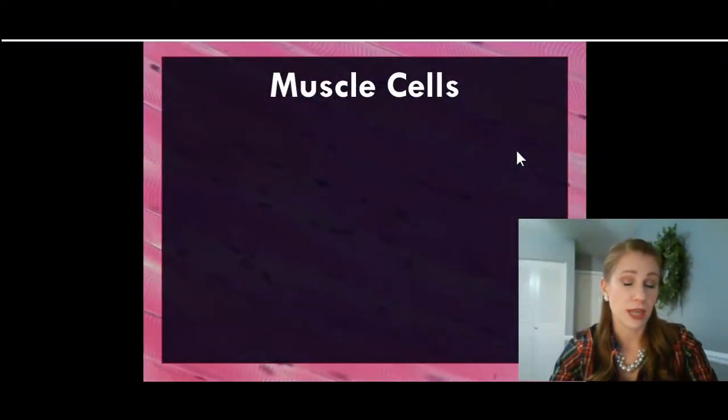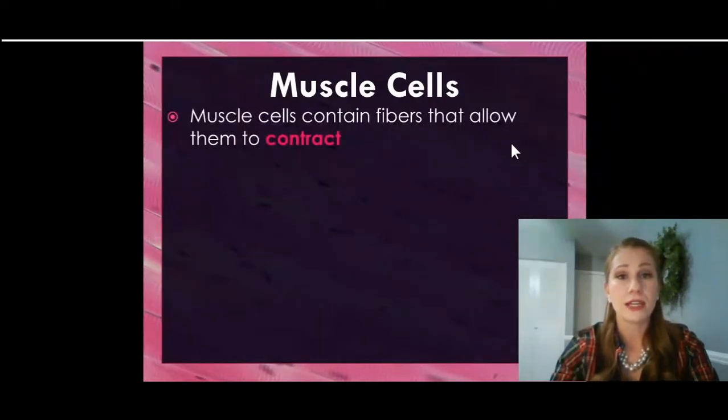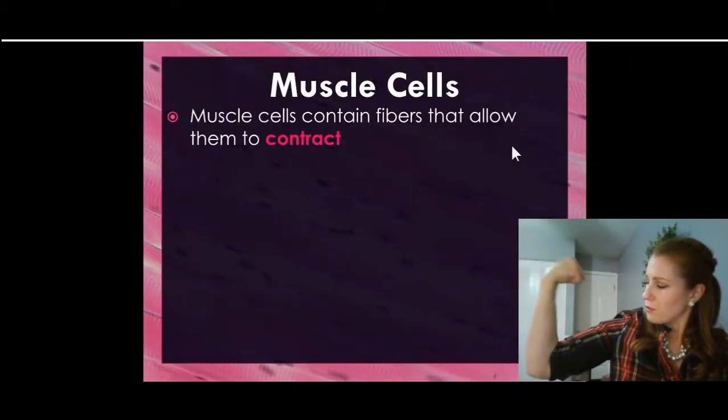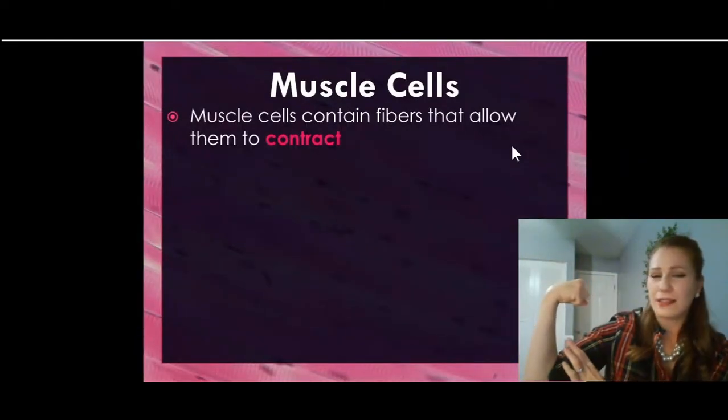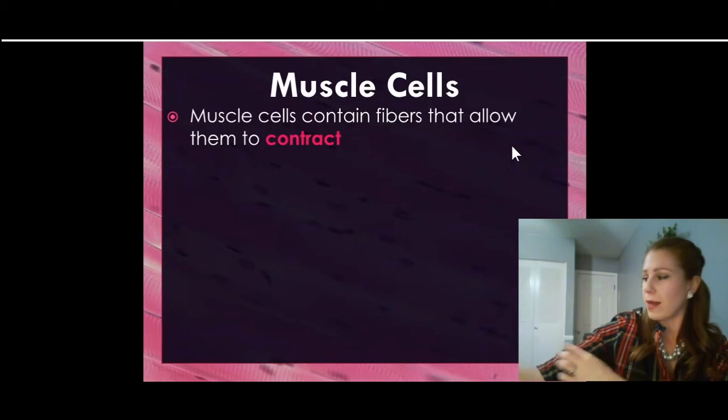Next up we have some muscle cells. We know that muscles cover all of our bones. They help us move. They help us stay upright, which is kind of a big deal. So they contain fibers that allow them to contract, which is what happens when you flex a muscle. So you can notice the bicep is going to contract. That causes it to pop up. And that allows my forearm to move towards my shoulder.